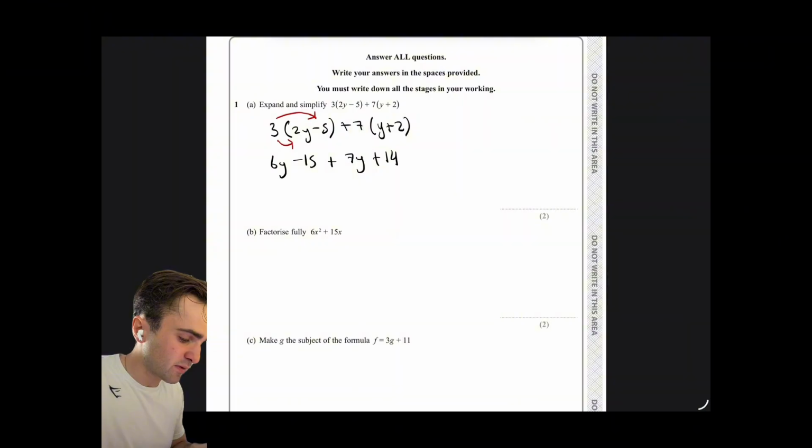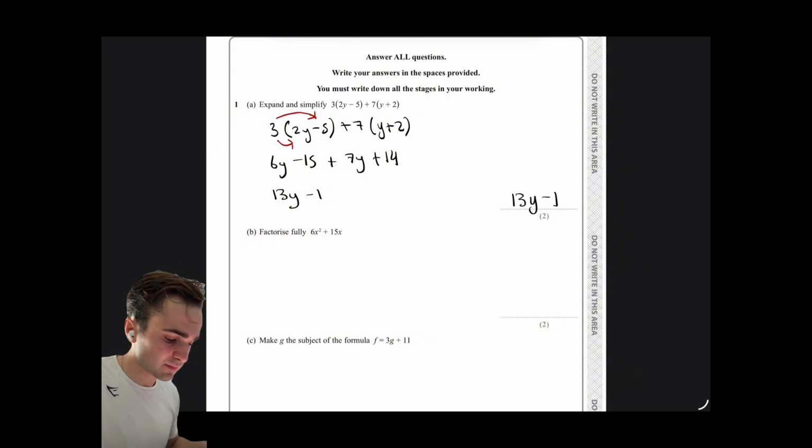So now we want to simplify the terms. We need to bring the y terms together and the non-y terms together. So 6y plus 7y is 13y, and minus 15 plus 14 is minus 1. So the answer to A is 13y minus 1.